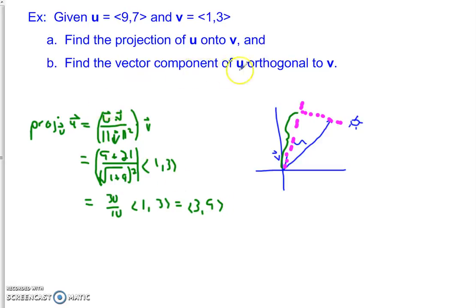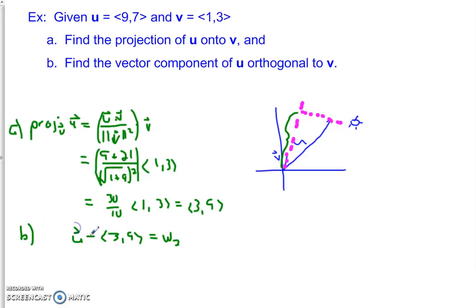Alright, and to find the vector component of u orthogonal to v, and that's this part right here then, remember we just simply take the vector u minus the one we just found, (3, 9), and it's going to equal W2 if you want to call it that. So this is part A up here. Now we're working on part B.